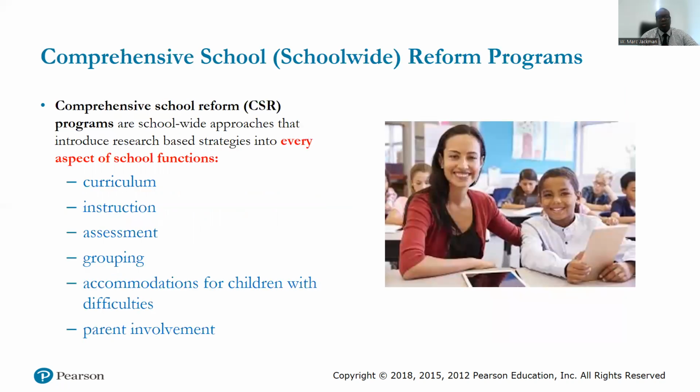The comprehensive or school-wide reforms, those programs would include looking at the school's curriculum, looking at the instruction that is given, the types of assessment that are done, how students are grouped, the accommodations that are required for students with difficulties, and how we can get the parents involved. So sometimes what is required for a particular school or group of schools might be a comprehensive school reform program.